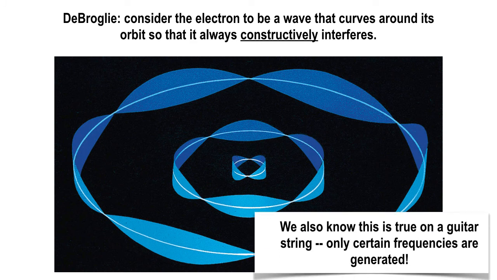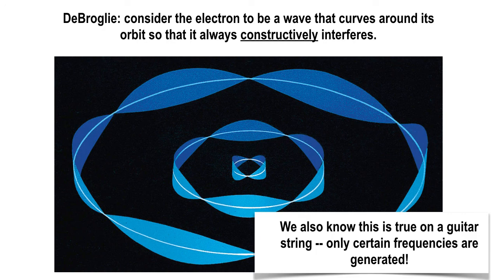And we know it's true on a guitar. You know, a guitar string, only certain frequencies. So the fact that you say, oh, only certain things are allowed, only certain frequencies, only certain wavelengths, yeah, that's not so surprising. But to say that an electron is not just a particle, it's also a wave, and at the same time, that, my wonderful students, is kind of unusual.